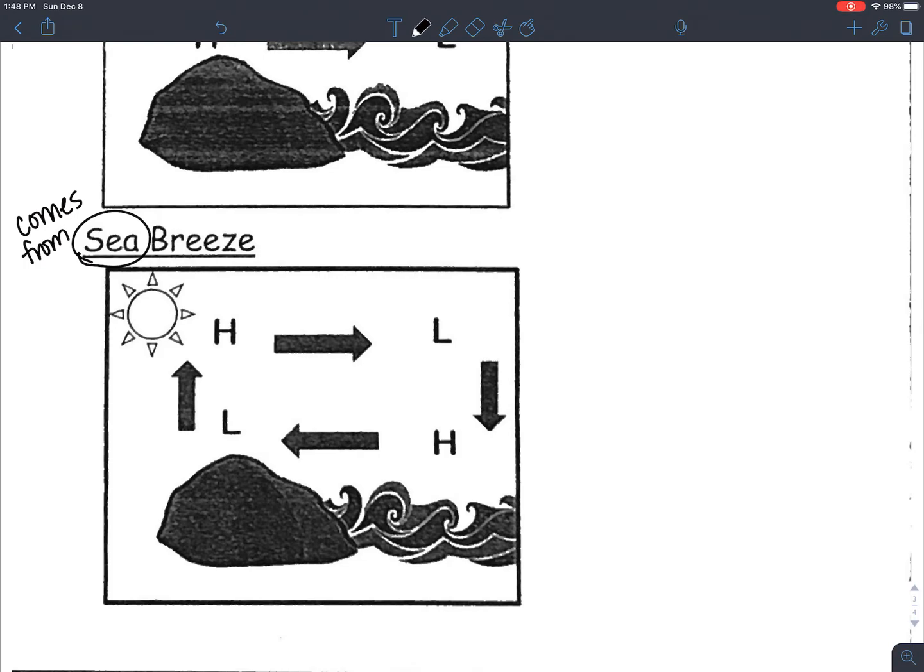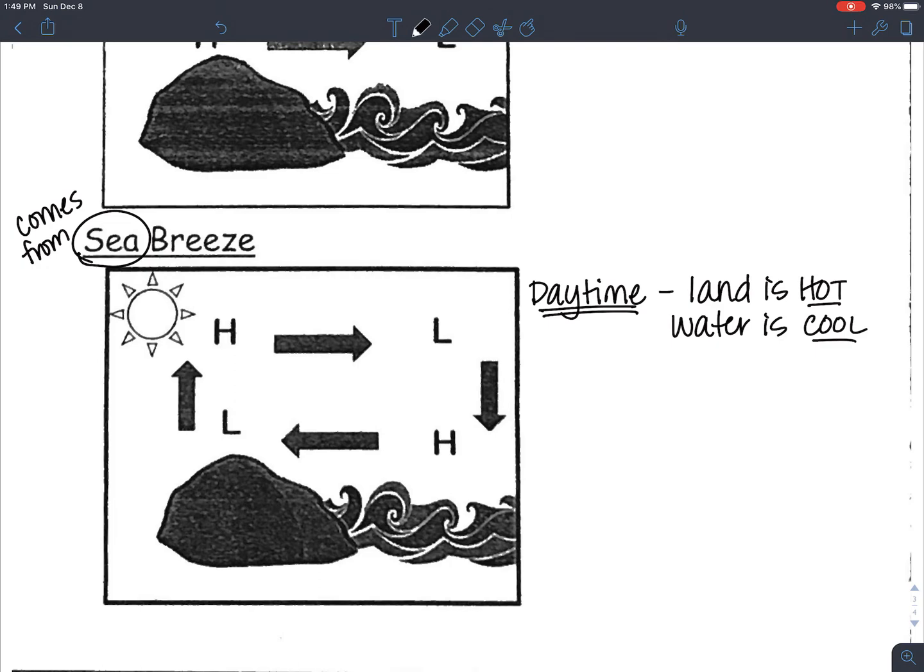What do you notice about this picture that you see here? What time of day do you think that we're going to experience a sea breeze? If you said daytime, you are correct. So I'm going to write this down here, and you're going to need to write small. I'm going to write daytime. And in the daytime, is the land going to be hot or cool? Good. So in the day, the land is hot. And if the land is hot during the day, then the water is cool. So something important for us to remember: in daytime, the land is hot and the water is cool.